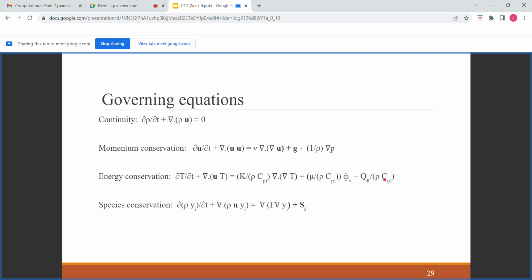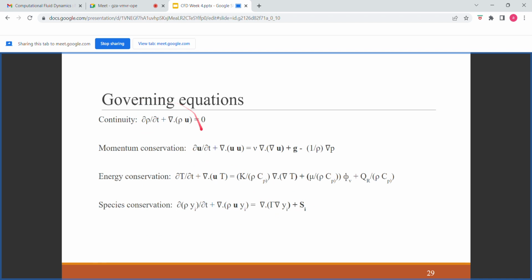And the last one is the species conservation equation, where dou rho yi by dou t plus del dot rho u yi is equal to del dot gamma times del yi plus Si. This is the species conservation equation.